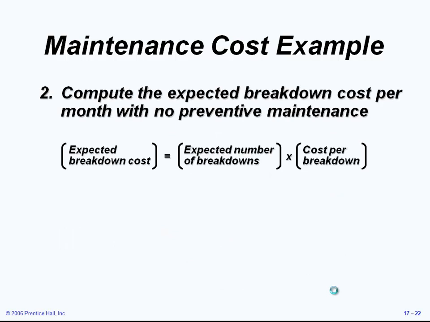The next step will be to compute the expected breakdown cost per month with no preventive maintenance, which will equal the expected number of breakdowns multiplied by the cost per breakdown, and that will equal $480 per month.